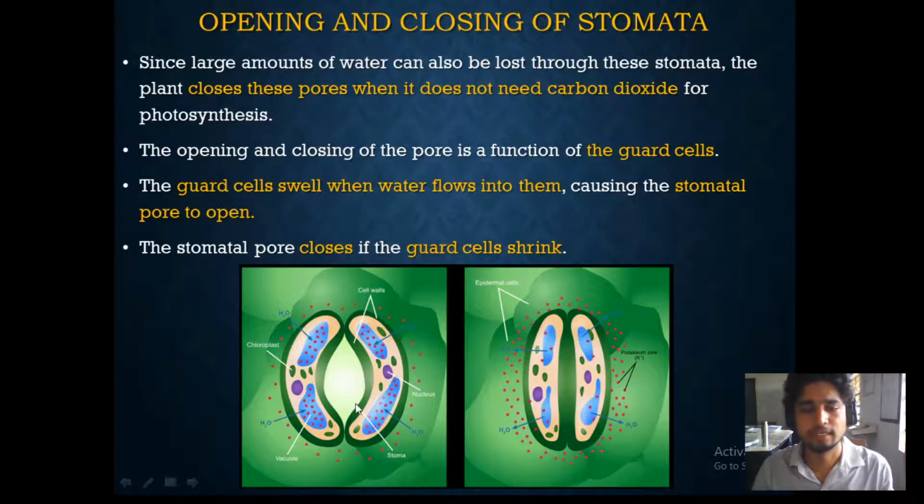How do they protect? They are regulating the opening and closing of the stomata. And when they regulate the opening and closing of the stomata, they are stopping the loss of water. Whenever the plant is not performing photosynthesis, they stop the loss of water because they close the stomata. So the opening and closing of the pore is regulated by guard cells.